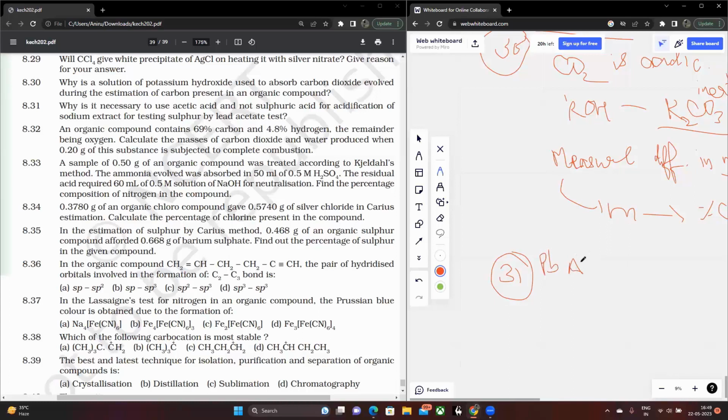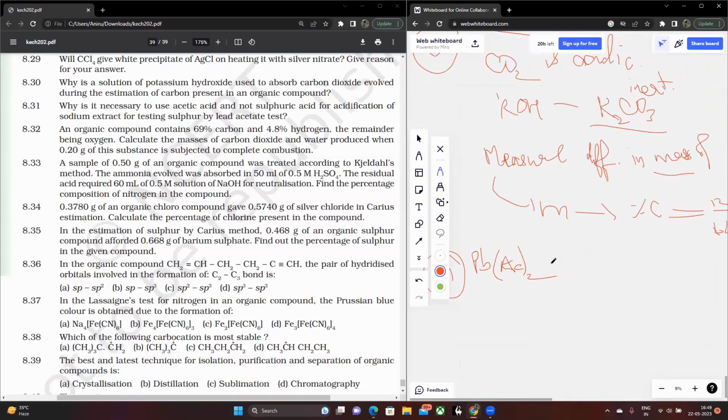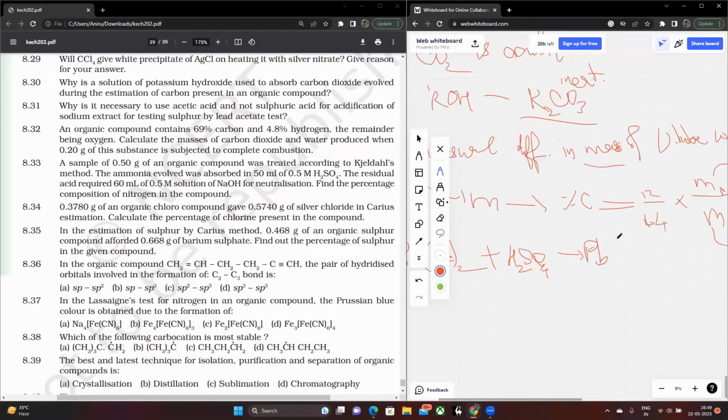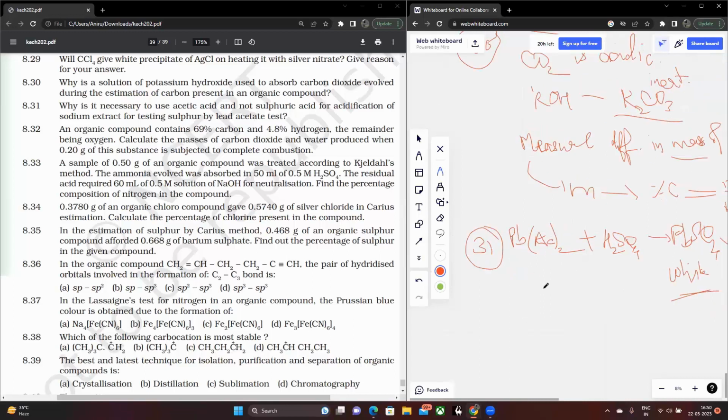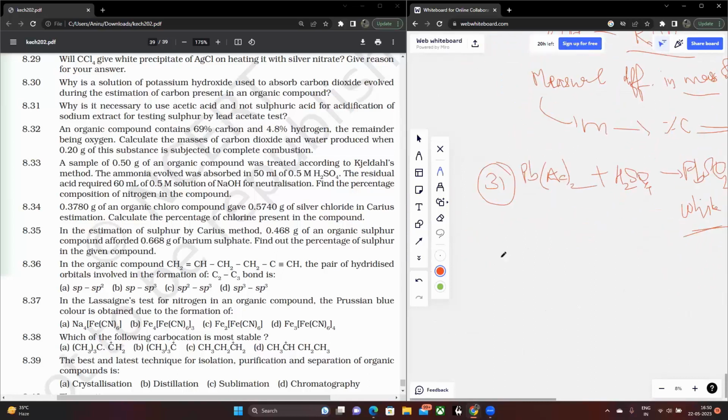Because lead acetate plus H2SO4 gives PbSO4 as a precipitate. This is white, right? This gives a false positive, and you may report the presence of sulfur when there is no sulfur also, right? That is why you use acetic acid with lead acetate and not sulfuric acid with lead acetate.